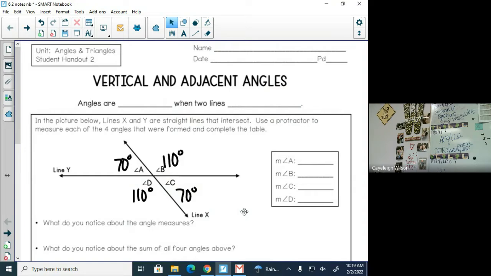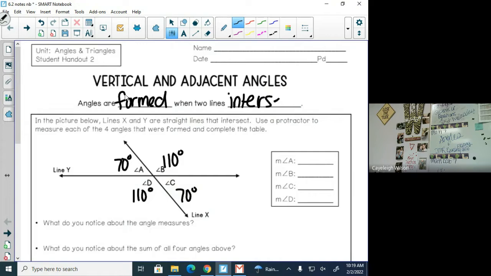So, angles are formed when two lines intersect. What does the word intersect mean? Cross, so they cross. Okay? So angles are formed when two lines cross.